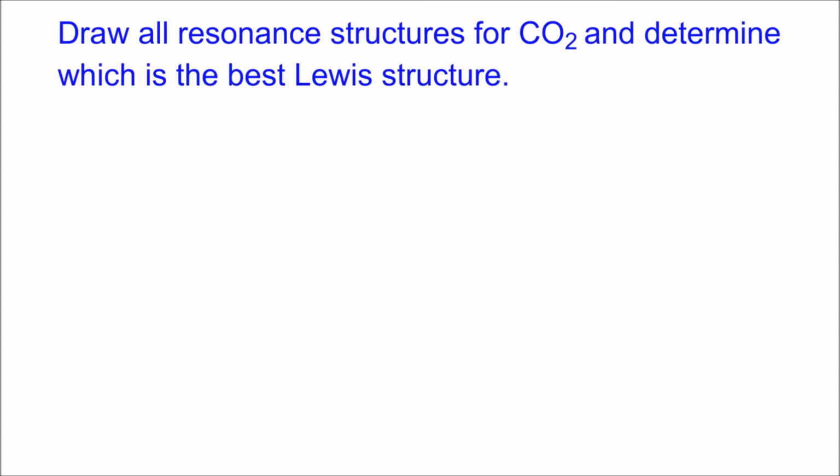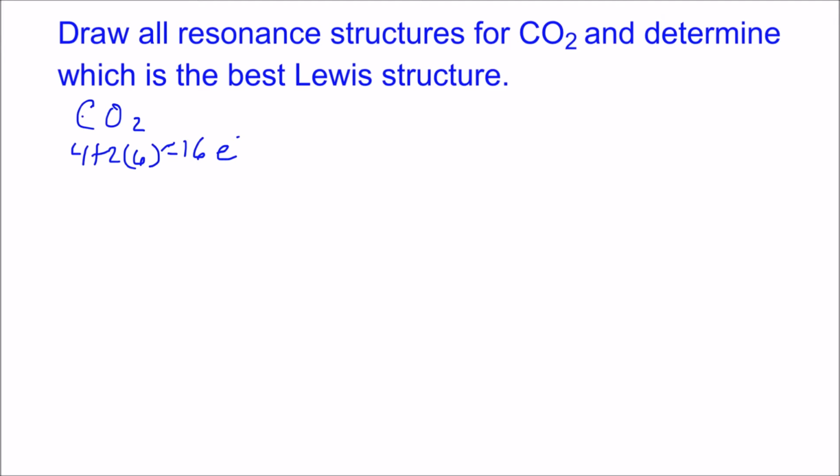Draw all resonance structures for carbon dioxide and determine which is the best Lewis structure. Okay, so we're going to follow all the same rules as we did before. We're going to count up how many valence electrons we have in that molecule by adding all of the valence electrons for each atom. Okay, so we have 16.